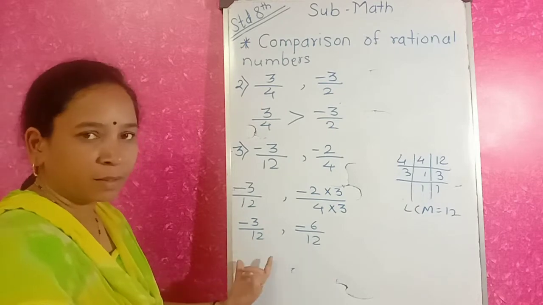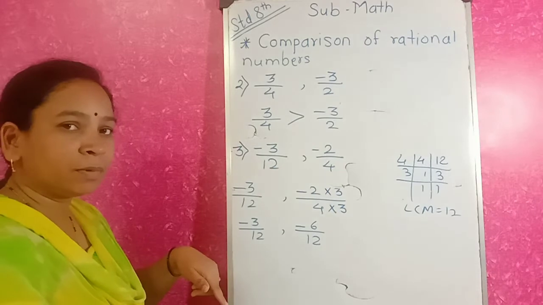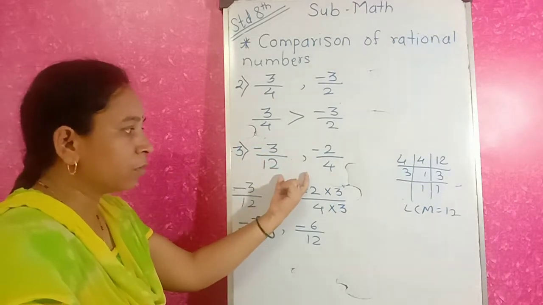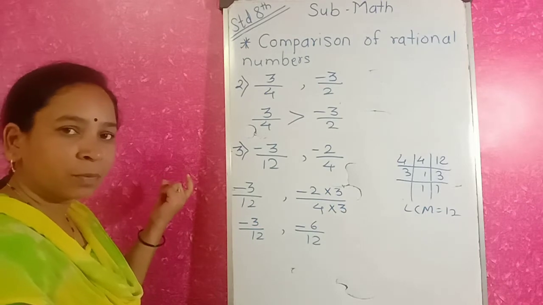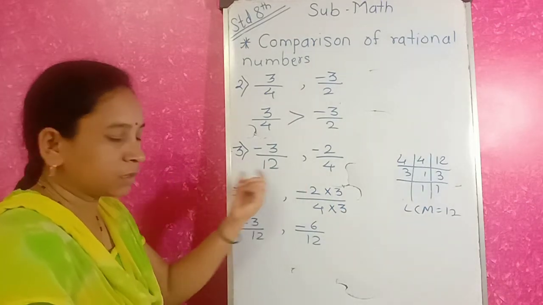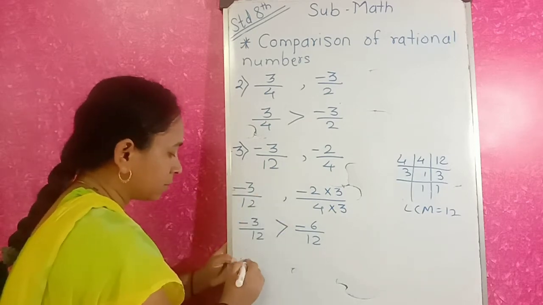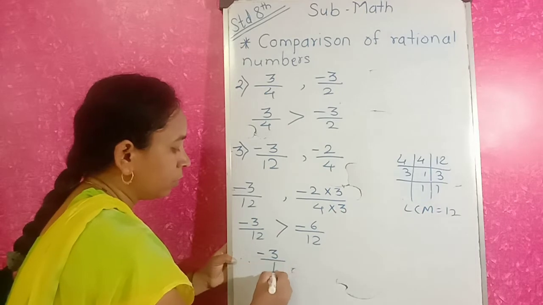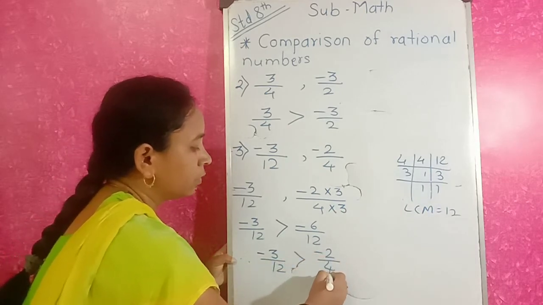Now students, you can compare. Denominators are the same, minus 3 and minus 6. On the number line, minus 3 will come here and minus 6 will come here. That minus 6 would be on the left side, minus 3 would be on the right side. So minus 3 is greater. That means minus 3 upon 12 is greater than minus 2 upon 4.